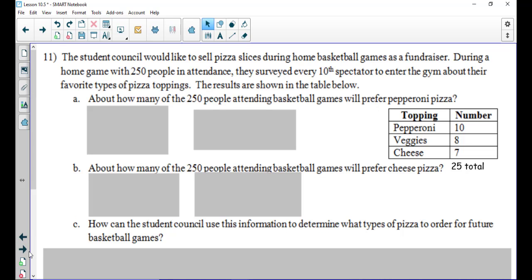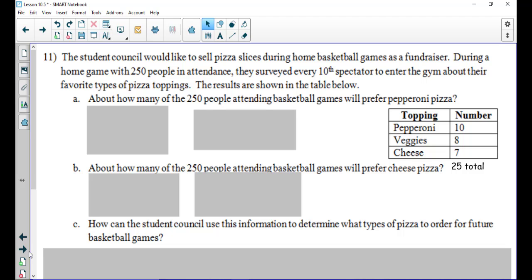All right, let's take a look at number 11. Question number 11 says the student council would like to sell pizza slices during home basketball games as a fundraiser. During a home game with 250 people in attendance, they surveyed every 10th spectator to enter the gym about their favorite types of pizza toppings. The results are shown in the table below. A, about how many of the 250 people attending basketball games will prefer pepperoni pizza?